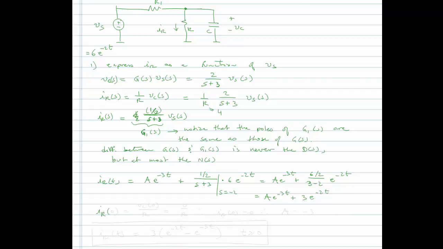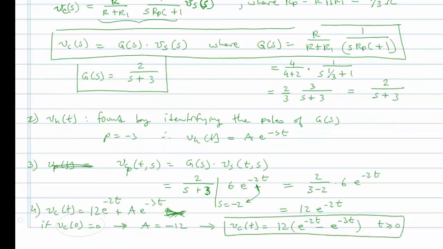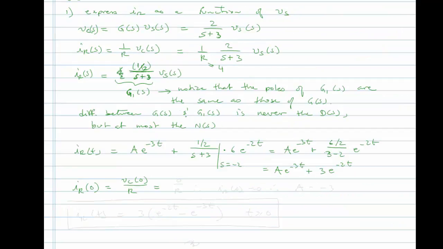Okay, and then what is the initial condition at time 0 here? The current at time 0 is going to be whatever the capacitor voltage is at time 0 divided by R. We had defined the voltage on the capacitor as being 0. So 0 over R. Therefore, IR of 0 is equal to 0. Therefore, A must be equal to minus 3. And so finally, I can write the complete solution, and that is 3 times e to the minus 2t minus e to the minus 3t. This is valid for time greater than or equal to 0.